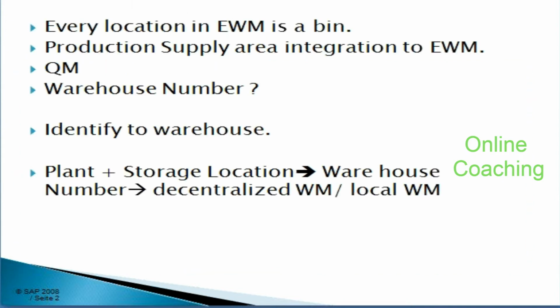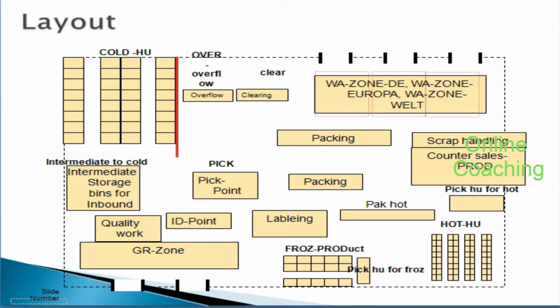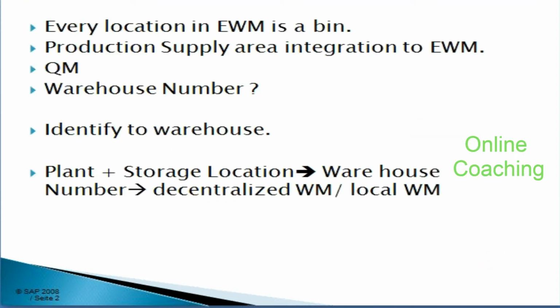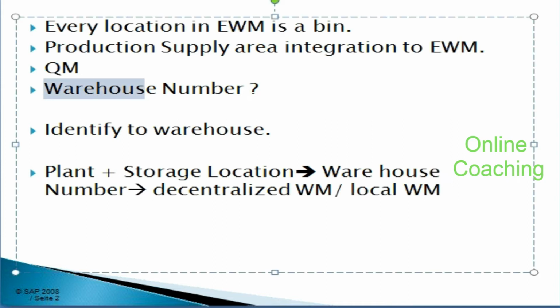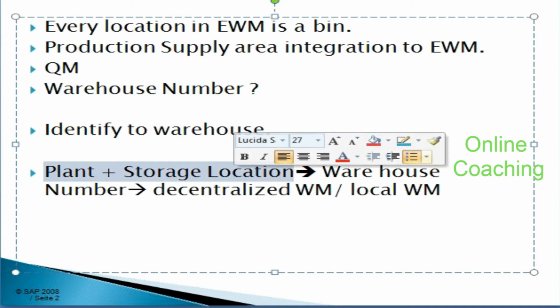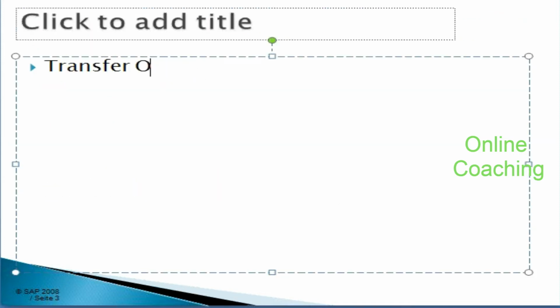Okay, so now let's go to our basics. We have now identified what a warehouse number is and when EWM is going to come into the picture. In my ERP, if my plant storage location points to a warehouse number, and if that warehouse number is pointed to a decentralized WM, then my EWM will come into the picture. Is it clear now? Yes. Okay, so that is my starting point for EWM.